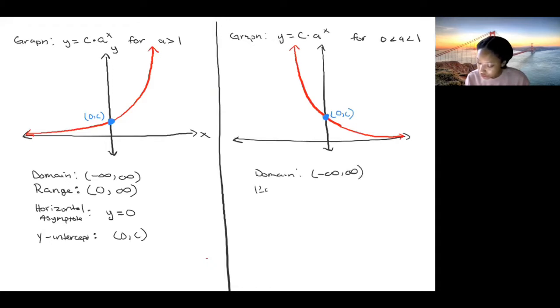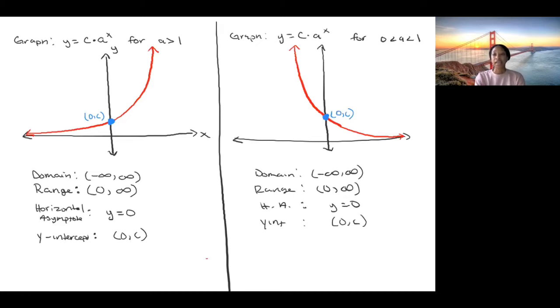The range is still 0 to infinity. The horizontal asymptote, which I'll abbreviate HA, is still y equals 0. But now notice it's on the other side of the graph. Now as x gets bigger, the y values get closer and closer to 0. And then we still have a y-intercept at (0, c). So this is the general shape of an exponential curve.